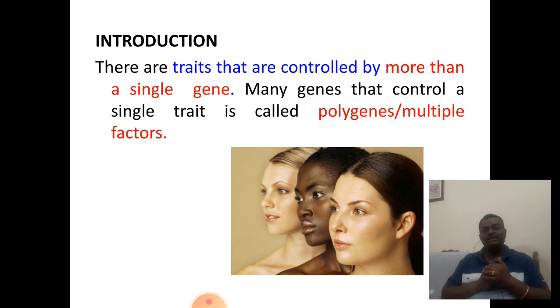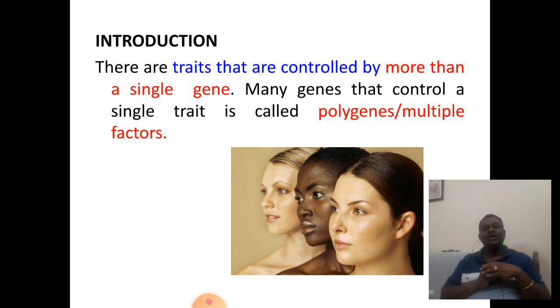According to a scientist by name Mather, there are many genes that can influence or control collectively the character. I mean to say, a single character. So when many genes control a single trait, they are called polygenes, and the pattern of inheritance we call polygenic inheritance.